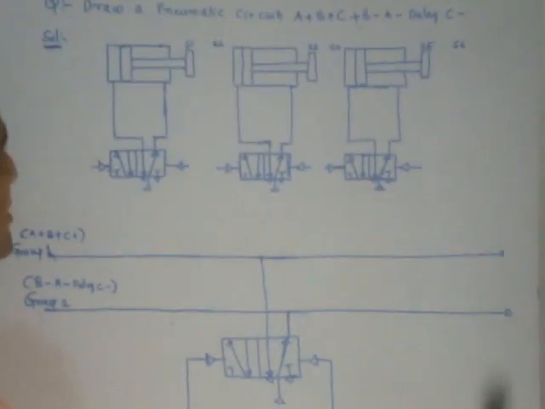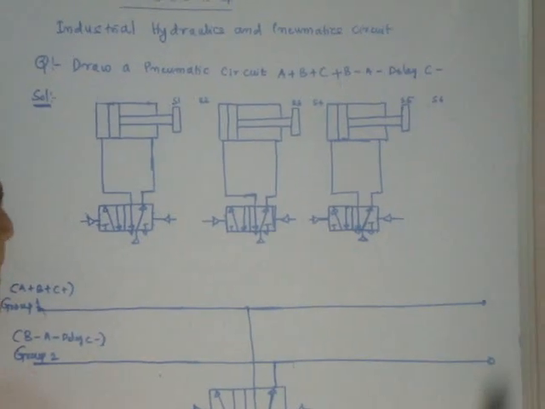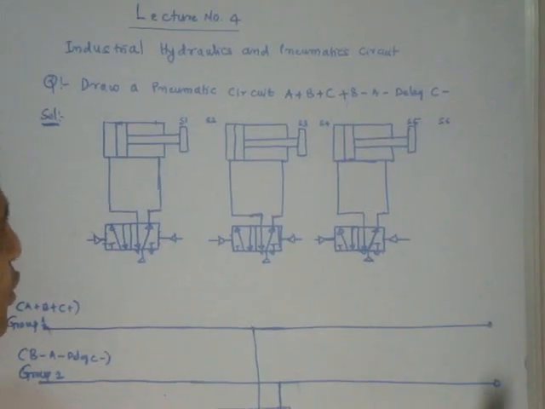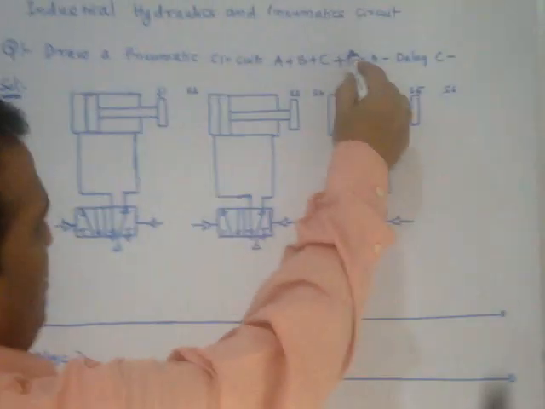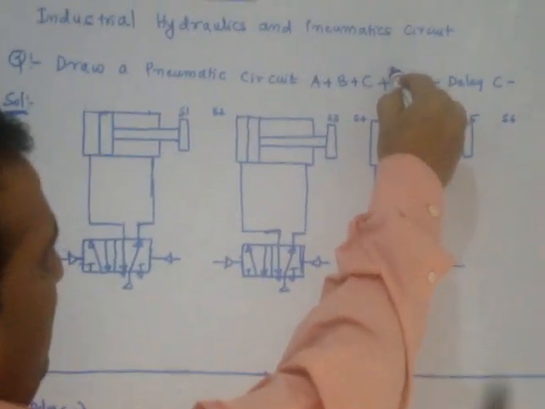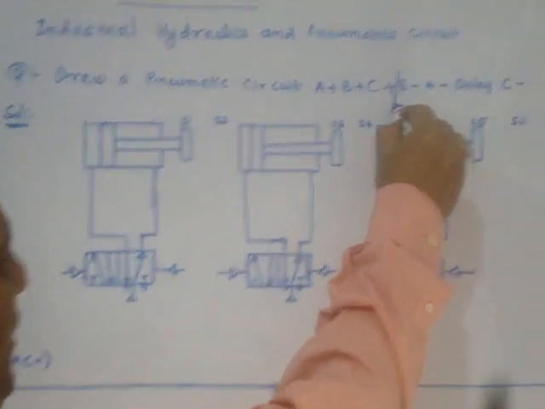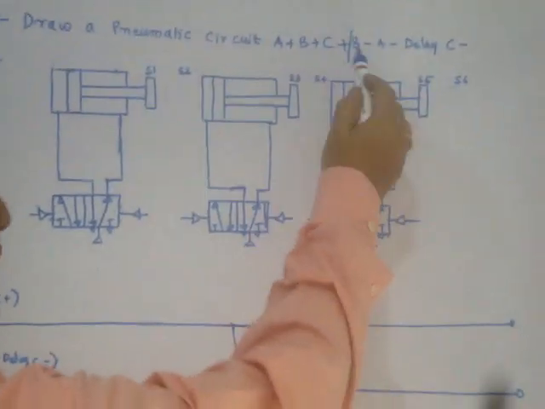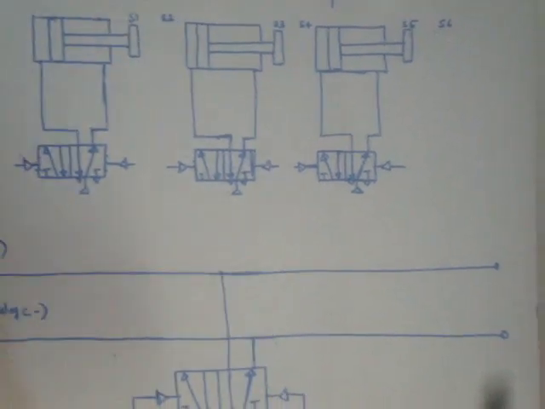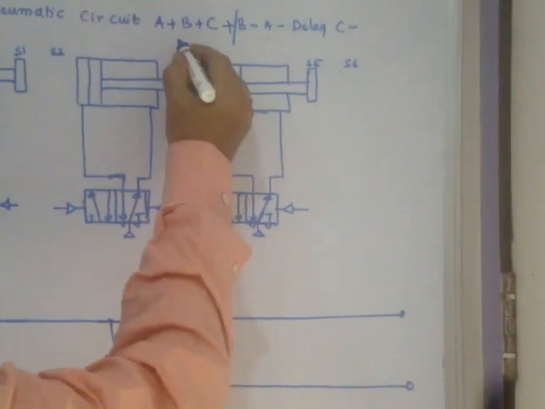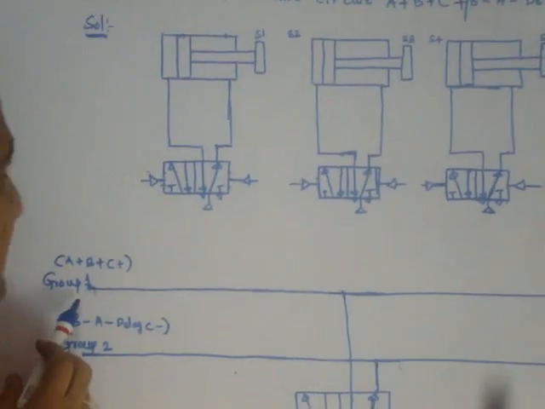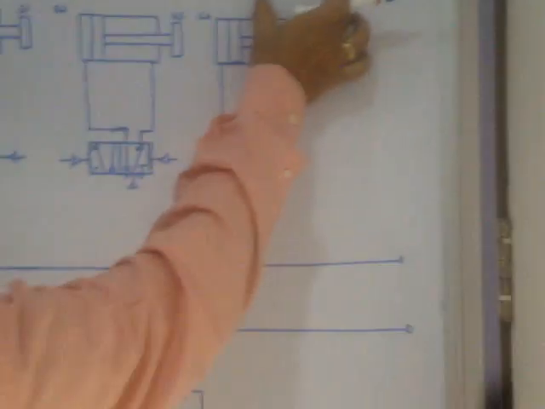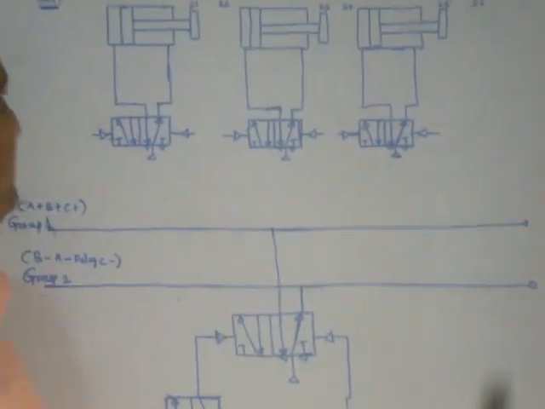Now look at the question. I will divide the question into two groups. A plus, B plus, C plus are all forward, so I will put them into one group. And this is the second group. So this becomes group 1, which I have written here, and this is group 2, which I have written here.